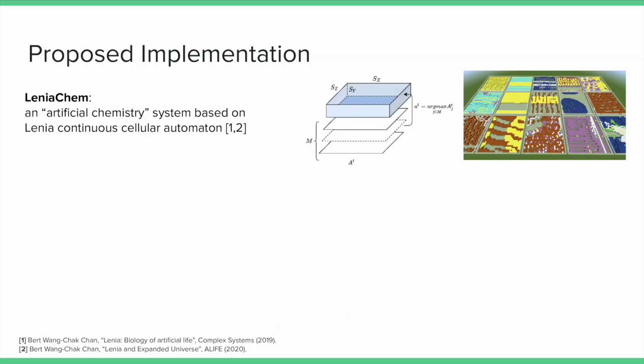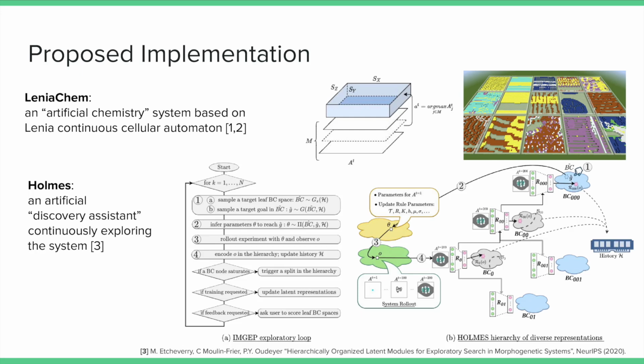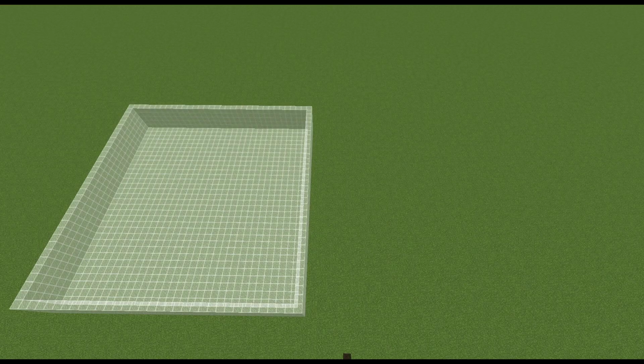To implement those ideas, we simulate an artificial chemistry system based on linear continuous cellular automaton for the artifact generator process, as well as an artificial discovery assistant called OLMS for the artifact discovery process. OLMS uses a goal-based, intrinsically motivated exploration as the diversity search strategy. At the same time, it incrementally learns a hierarchy of modular representations, which enables it to characterize divergent sources of diversity. Let's see how our discovery assistant is operating in Minecraft.